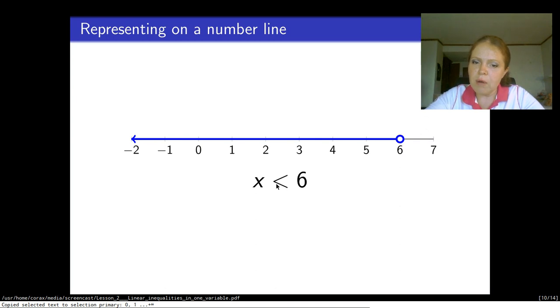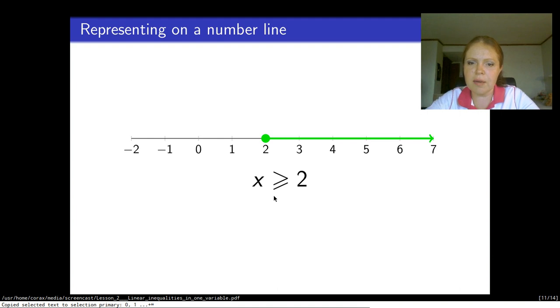Following our inequality, x should be less than 6. So all of these shaded blue numbers, all of them, 5, 4, 3, and so on, -1, -2, negative infinity, all of them are less than 6. These blue numbers, they are solutions, all of them solutions for this inequality.